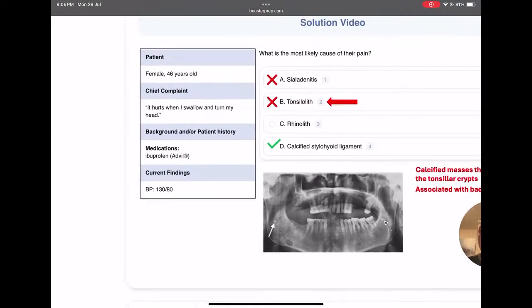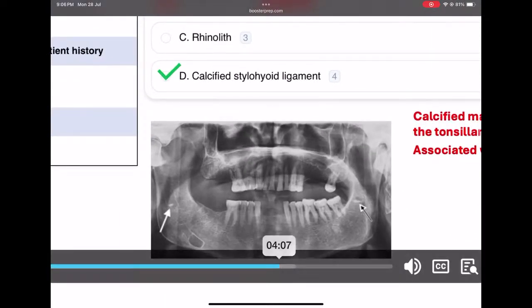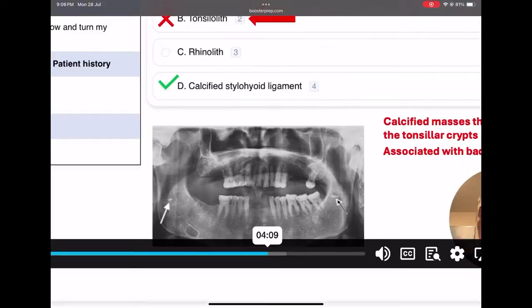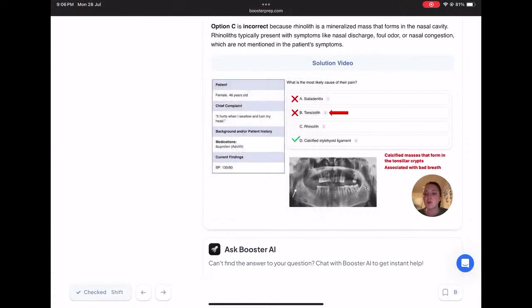Now, how are they different? Now, tonsil stones are due to the calcification of debris and are usually easily removed, while Eagle syndrome may cause discomfort when swallowing and are commonly asymptomatic.